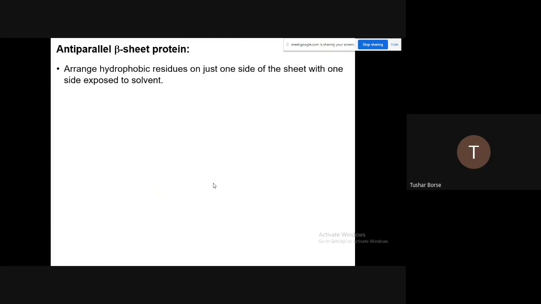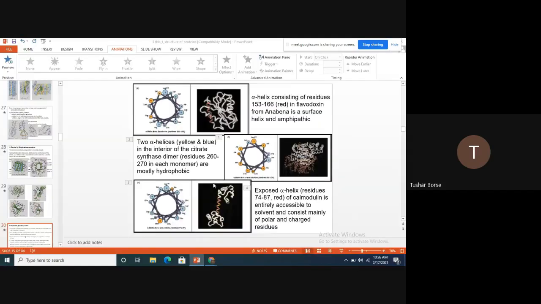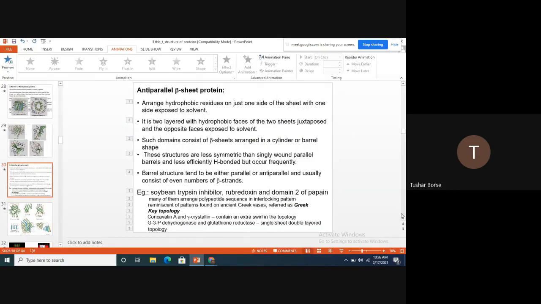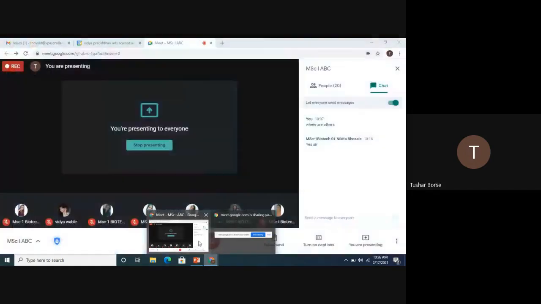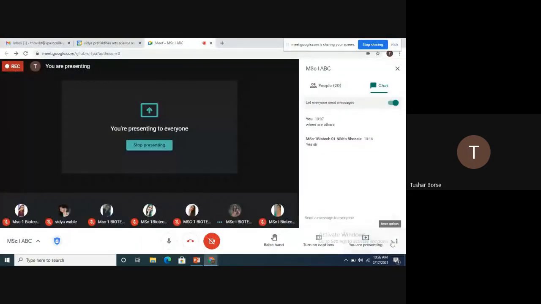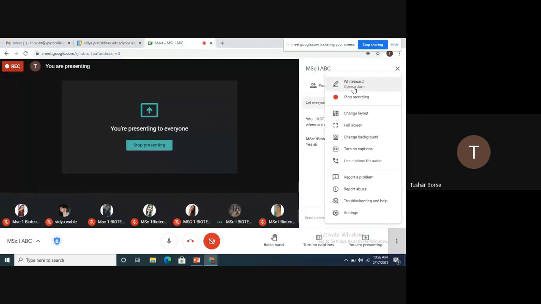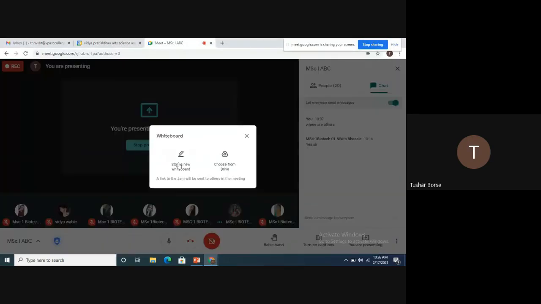In this case, anti-parallel means, just imagine, there is a bending due to which the direction has changed. So both the sides, I don't know how to show it. Maybe I'll show it on this. I have already shown it in the last lectures, but still I will show it on the whiteboard. Let me start it.